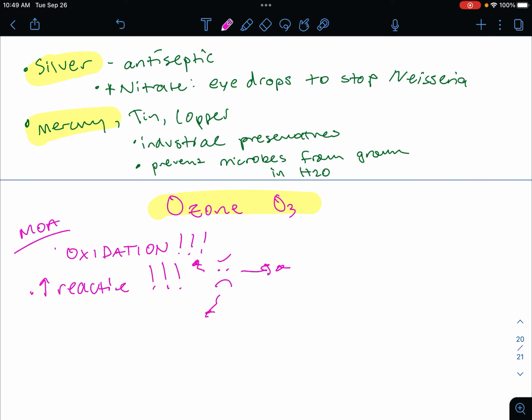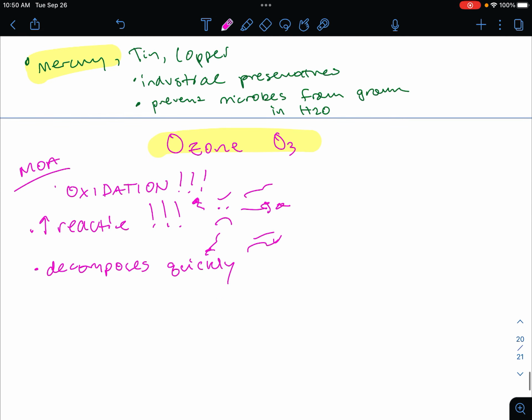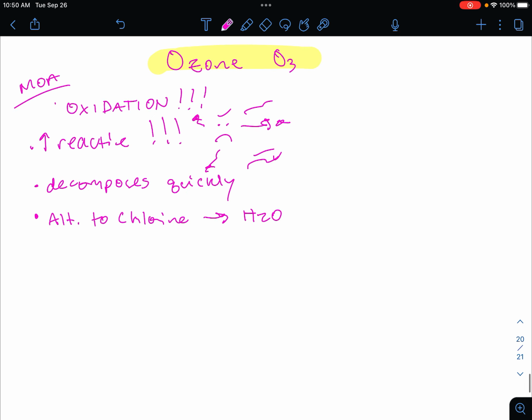There it is, shooting all these other molecules in and oxidizing them. It decomposes quickly. And it's used as an alternative to chlorine for drinking water. It's a disinfectant specifically.